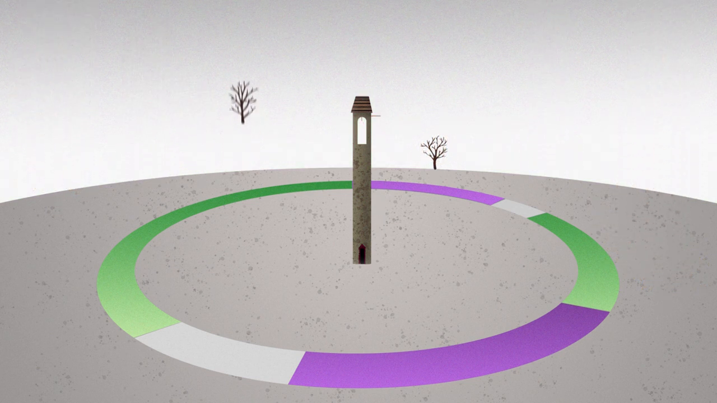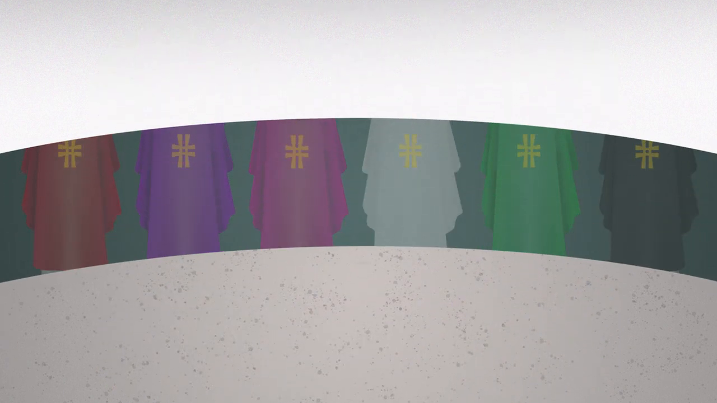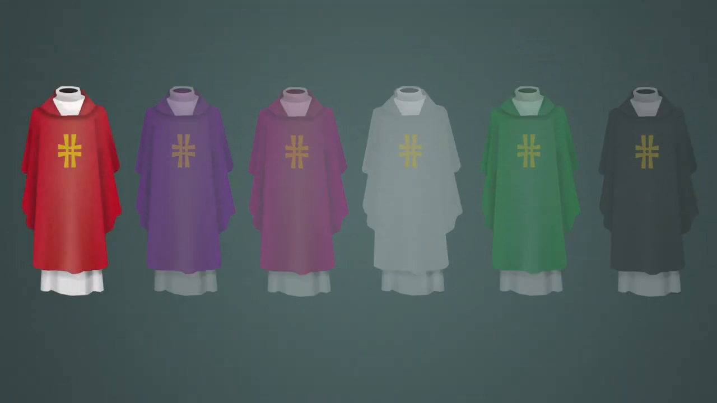In addition to white, green, and purple, red vestments are worn at Pentecost, when the Holy Spirit appeared as a flame, and on the feasts of the martyrs, apostles, and evangelists. Red is also worn on Palm Sunday and Good Friday.